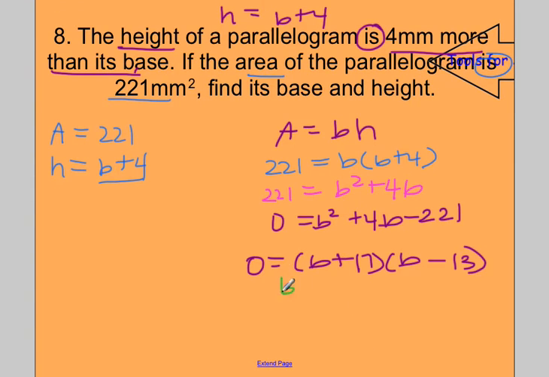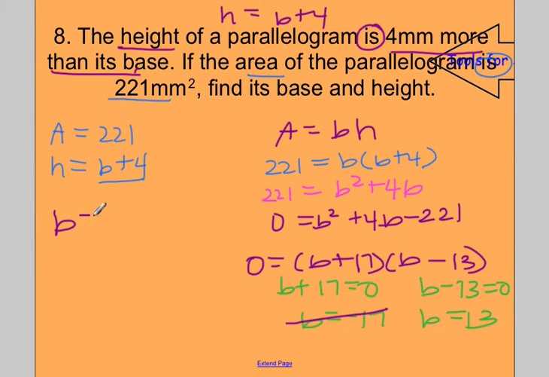Remember, to solve, though, we set each piece equal to 0. So this would give me my base is equal to negative 17. This one gives me my base would equal positive 13. Can I have a negative base? No, we're talking about millimeters. So my base is 13 millimeters. So that's the first part.